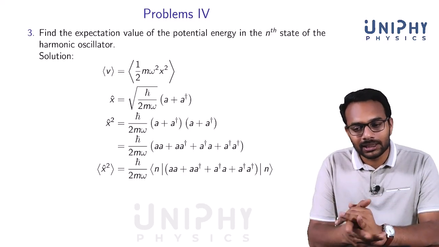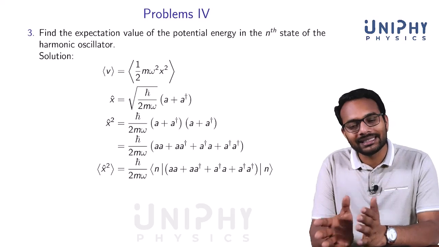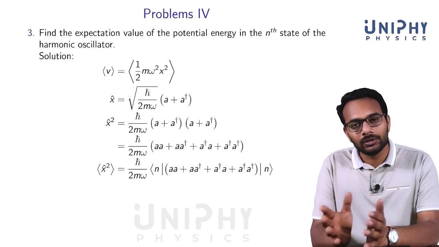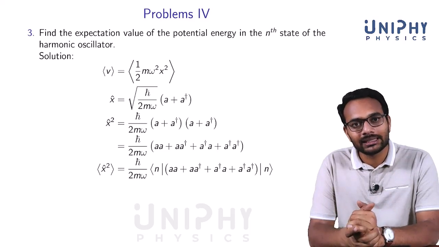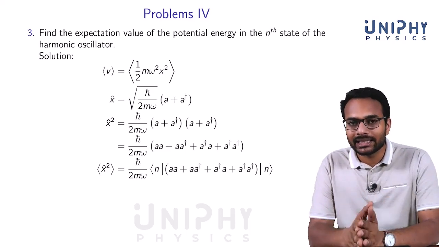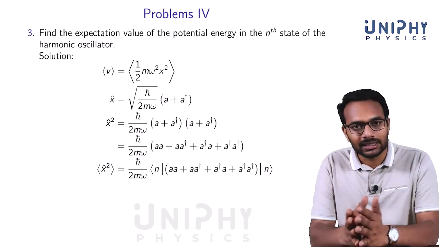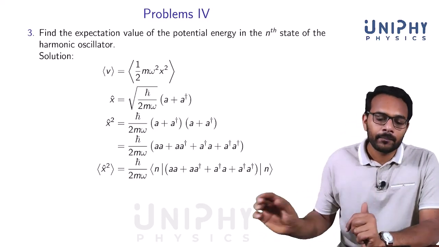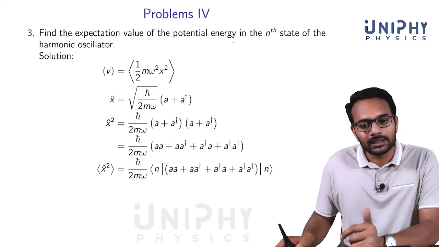Please go through it, and then we'll be solving more problems using the same technique, using creation and annihilation operators, or raising and lowering operators. You will see that the calculation is quite simple. It doesn't involve any integrations with wave functions involving the Hermite polynomial, etc. So let's look at the expectation value of the potential energy in the nth state of the harmonic oscillator.